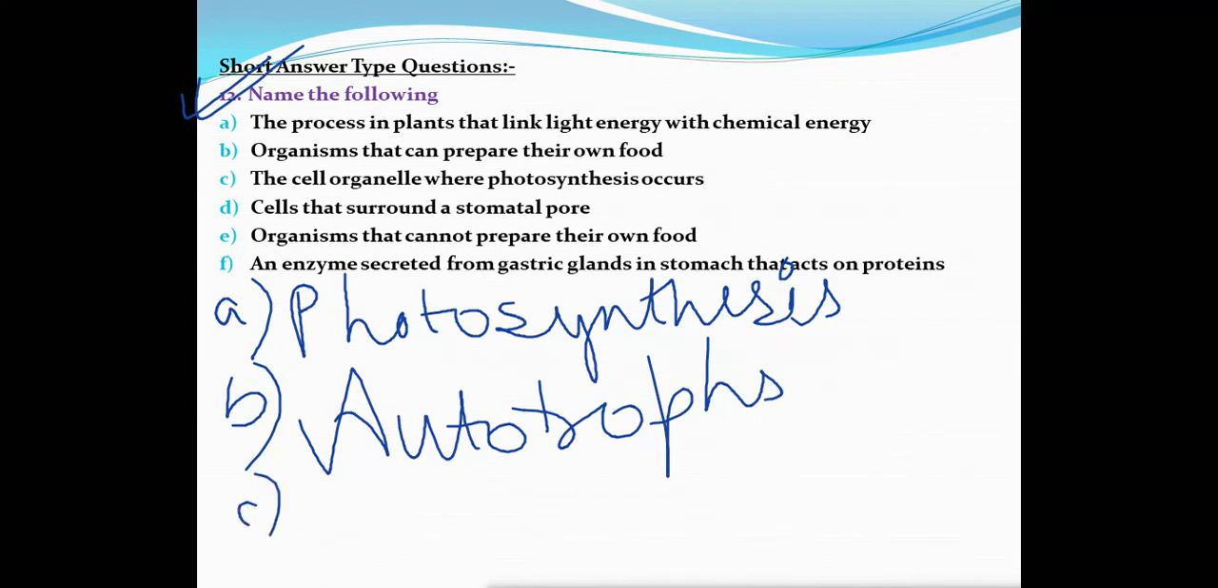Sixth question, C number. The cell organelle where photosynthesis occurs. So do you know, guys, where photosynthesis occurs? You all know that it will take place in the leaf. But in the leaf also, one cell organelle is present inside which the photosynthesis will occur. And the name of that cell organelle is chloroplast.